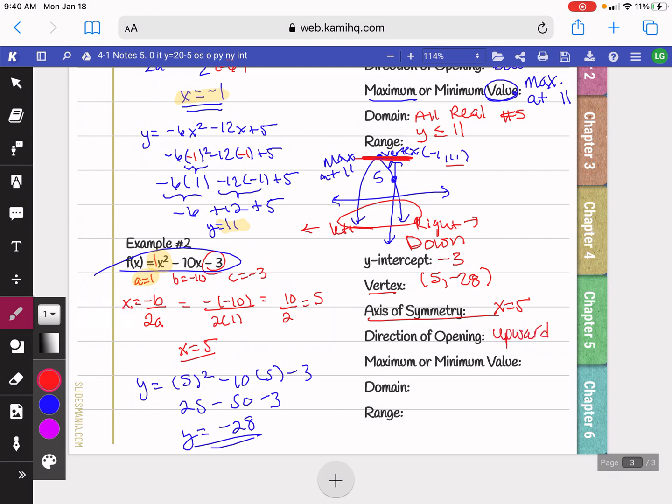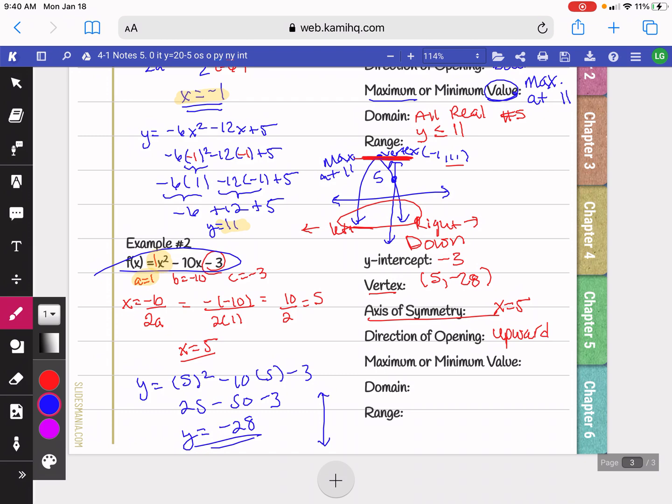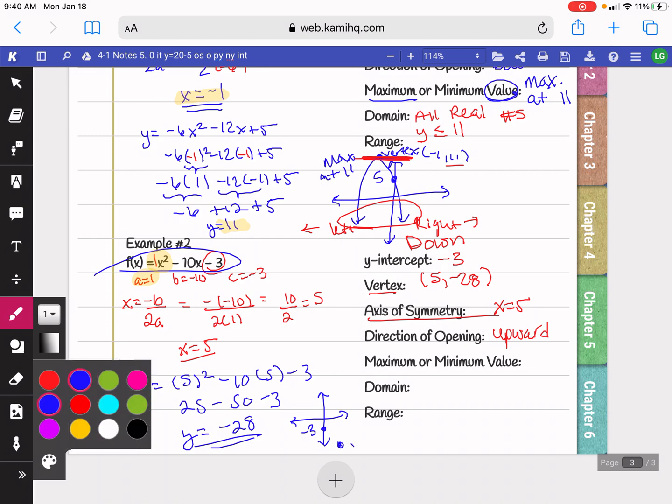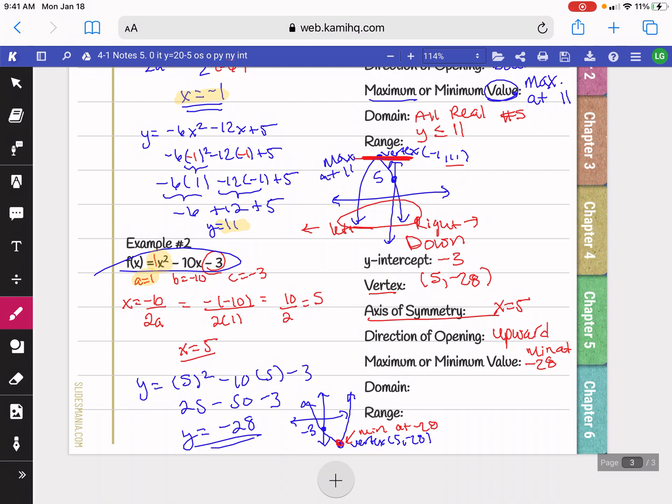So let's do a little sketch now to help us figure out some other stuff. So I know my y-intercept's at -3. My vertex is at 5, -28. And I know it's facing upward, so I'll connect this U going upward. Now if I look at that sketch, I can see my vertex is on the bottom, so it's a minimum. And that would be at -28 because you use the y value from the vertex. That's saying that this height is at -28.